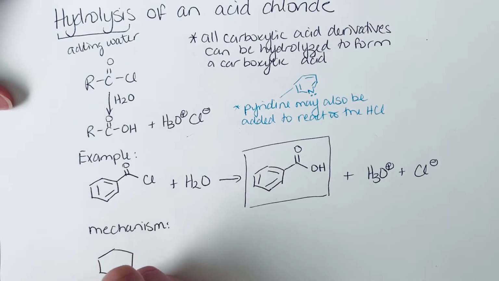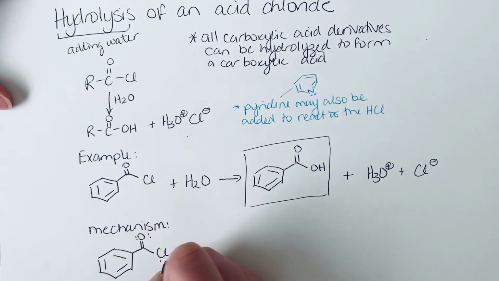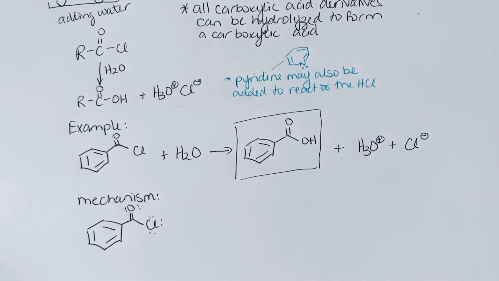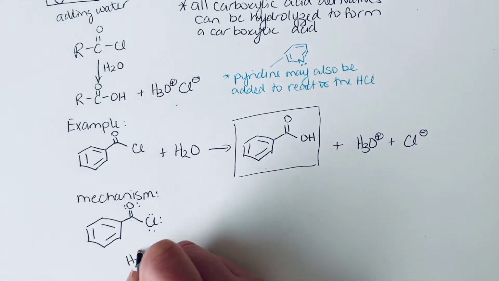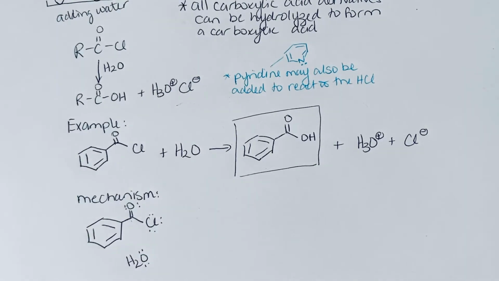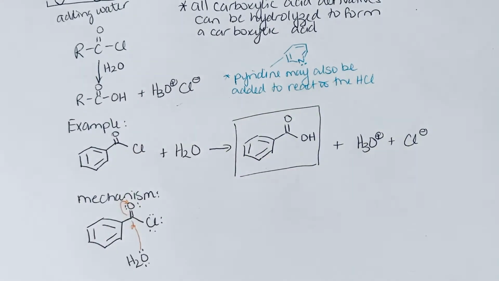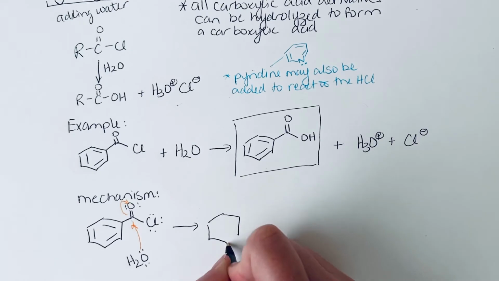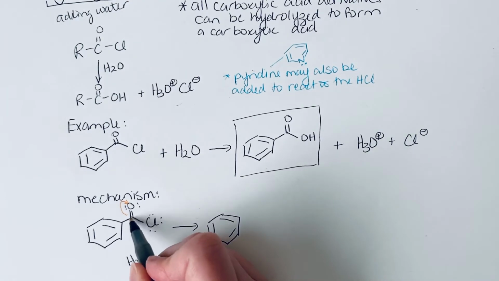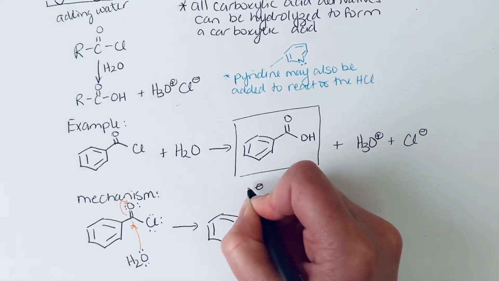So I'll redraw that benzoyl chloride. The carbonyl carbon is your electrophilic carbon, and water is acting as your nucleophile in this reaction. So we're going to have water attack this, and we're going to have electrons swing up onto the oxygen, right? So we break that pi bond and put the electrons onto the oxygen. So what we're going to get here is a carbon atom that is tetrahedral. It started off as trigonal planar, but now it's going to have 4 single bonds, so it will be tetrahedral.